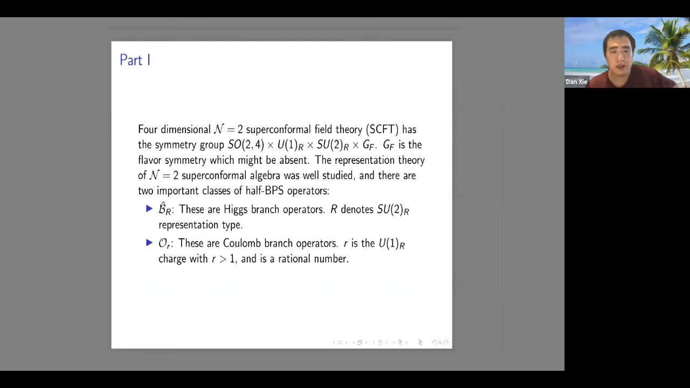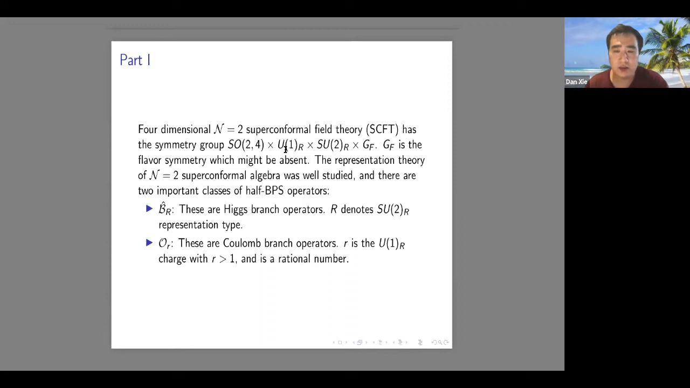Okay, in the first part, I will review some basic facts of four-dimensional n=2 superconformal field theory, which is the underlying field theory underlying all these recent developments, the subjects that I'm going to talk about. So this class of field theory has made important contributions to physics and mathematics, and mathematical physics in particular.